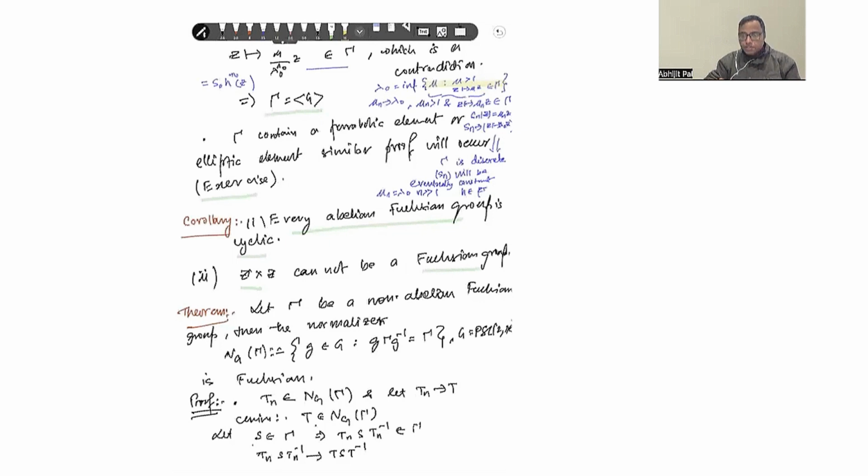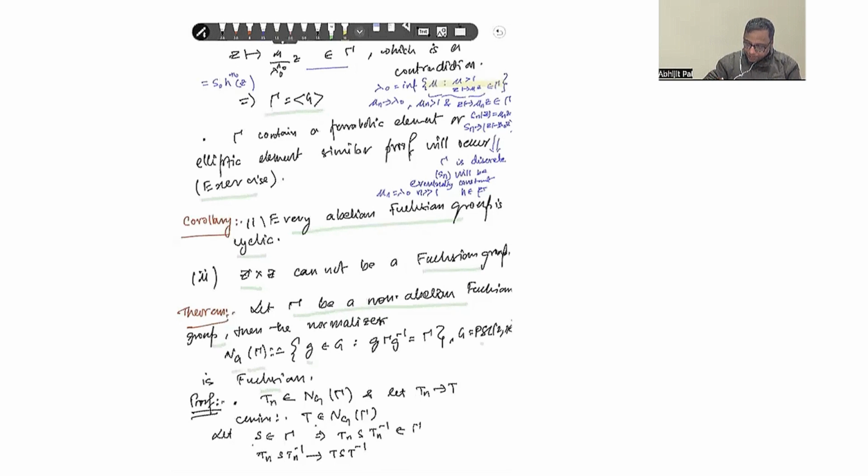Okay, so the next theorem is the following. Let us take a non-abelian Fuchsian group. Then we'll prove that the normalizer of that group in PSL(2,R) is Fuchsian. So what do we mean by normalizer? G here is PSL(2,R). So all those elements g such that g gamma g inverse is equal to gamma. So gamma, being a normal subgroup, is in this normalizer.